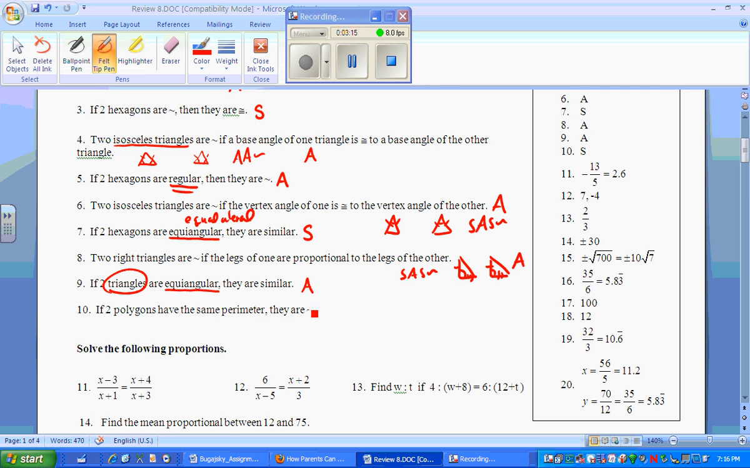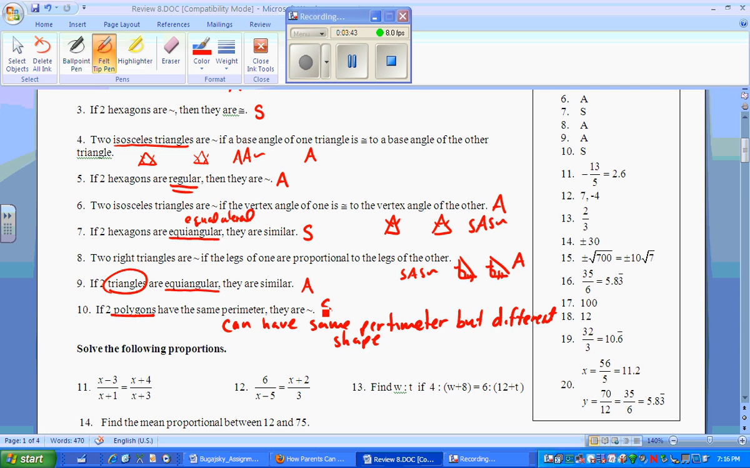Two polygons have the same perimeter. They are similar. Well, it says polygons here, so you can have the same perimeter, but be actually different figures. So what I'm referring to is different shapes. So this answer is sometimes.